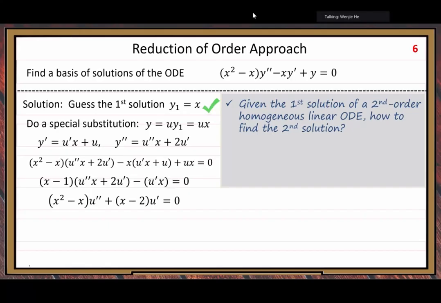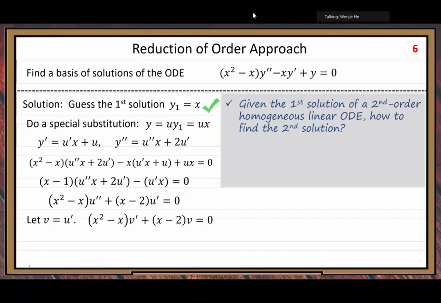If you treat u prime as a new function, then u double prime is just the first derivative of the new function. Let v equal u prime. In this way, you bring down the order of the ODE, because the u term is gone. The good thing is the u term is gone, because you use the original equation. You know, cancellation, right? Here cancellation, so the u term is gone.